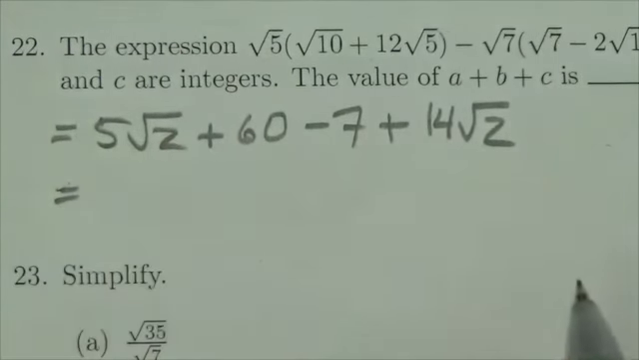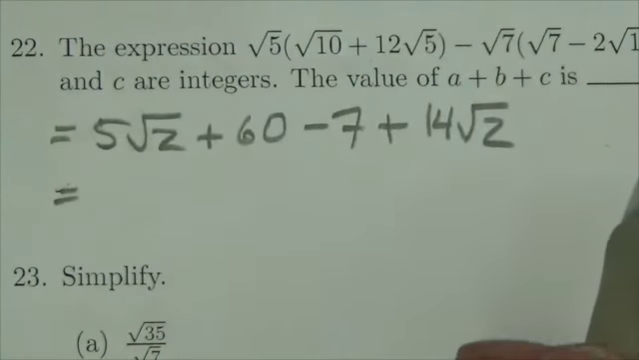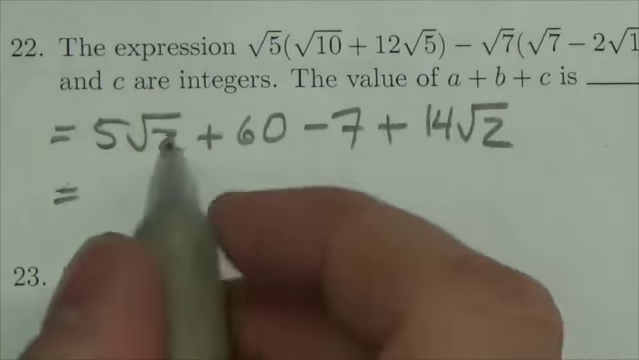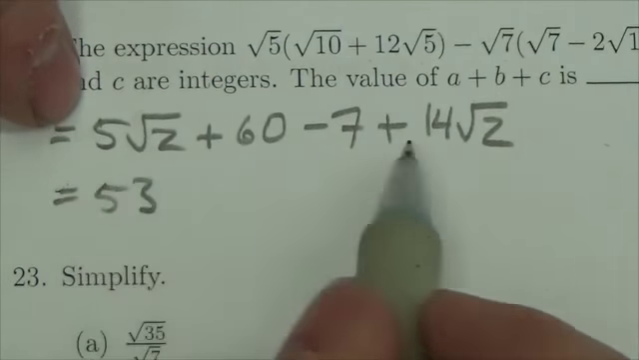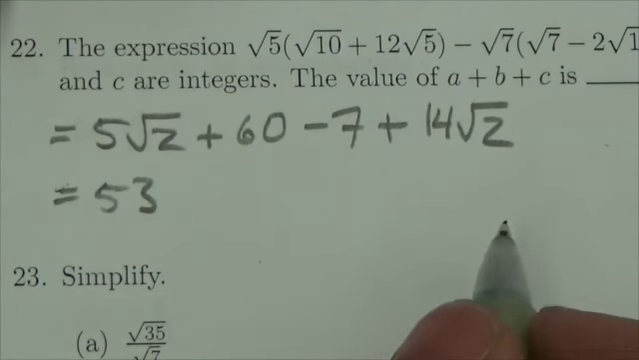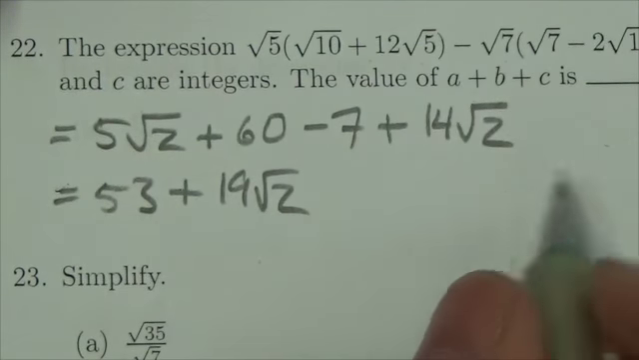And now what I want to do is group together like terms. I'll start with the terms that don't have radicals in them, those 60 and the minus 7, because that's going to be pretty easy, 53. And then I've got 5 root 2's here and 14 root 2's here. So it's going to be plus 19 root 2.